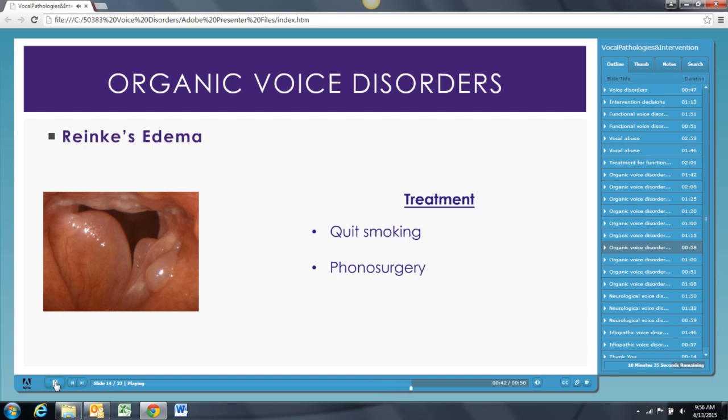Surgery can be performed to remove the excessive fluid in the vocal folds, but many laryngologists will require a patient to commit to smoking cessation before they operate. And it is true that even after surgery, the Rinke's edema can recur.